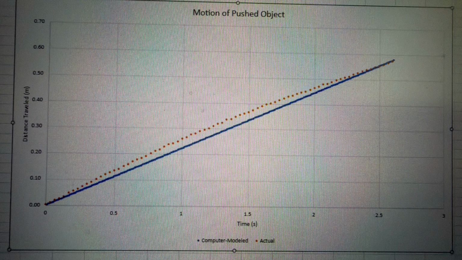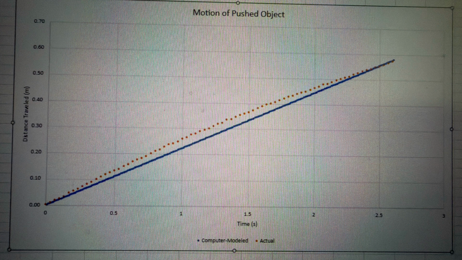This graph depicts the position of the rolled object versus time for the computational model and the actual measured data. The strong linearity of the graph confirms the constant velocity motion because a linear relationship in a position versus time graph indicates no net force. The two lines are very close, indicating a high accuracy of the computational model.